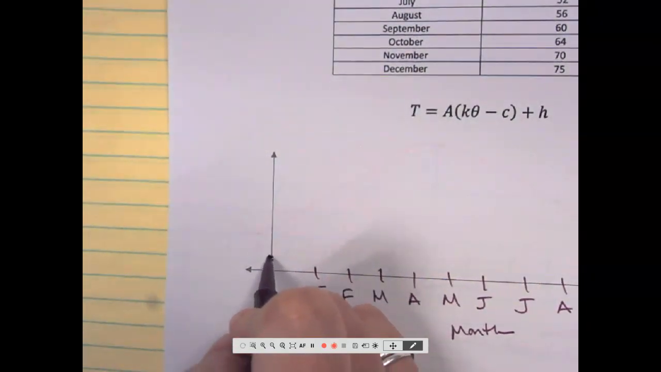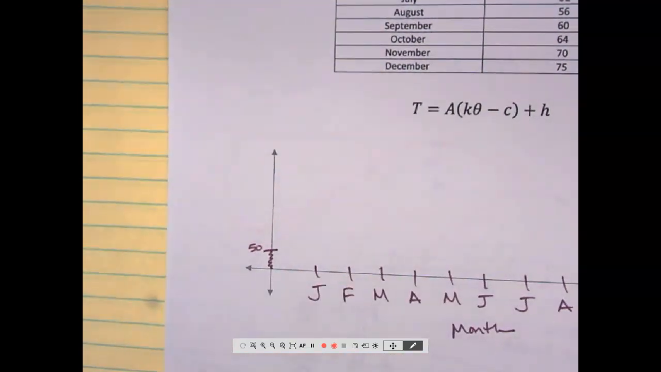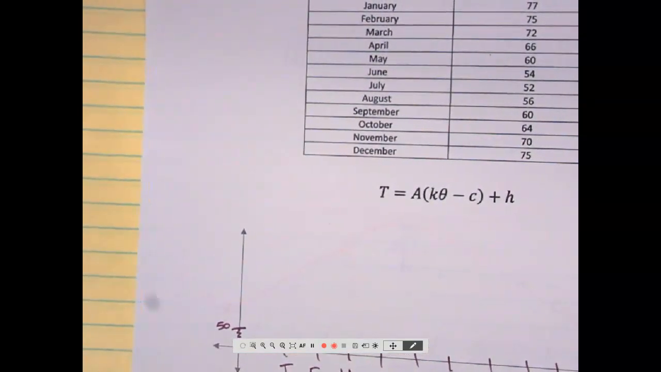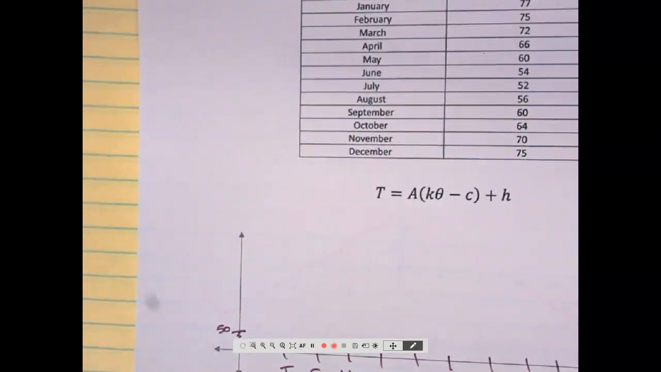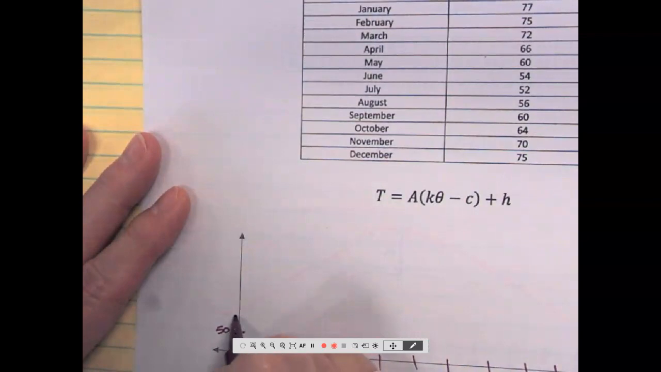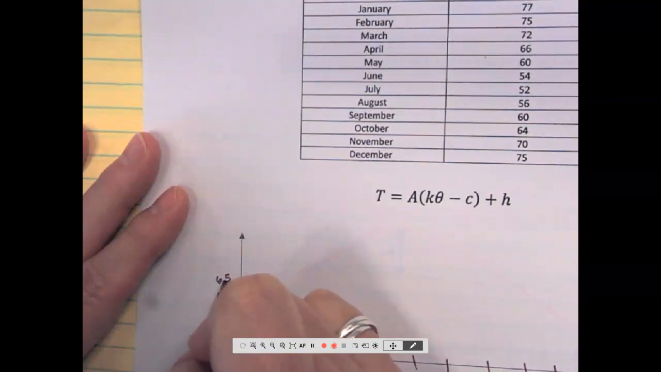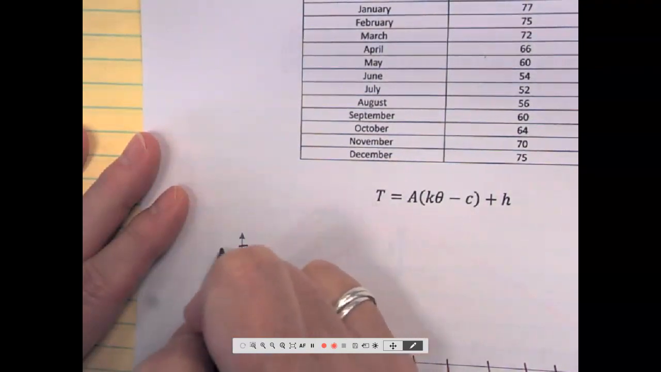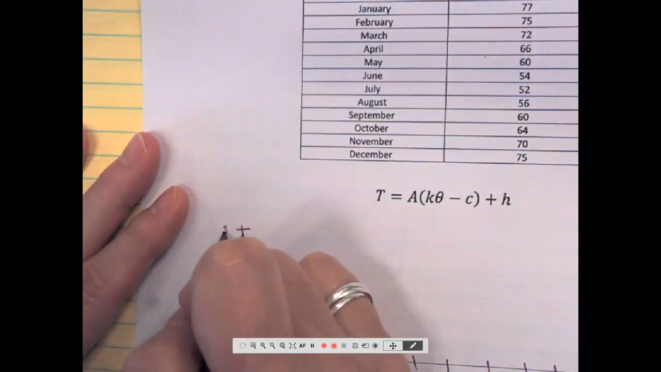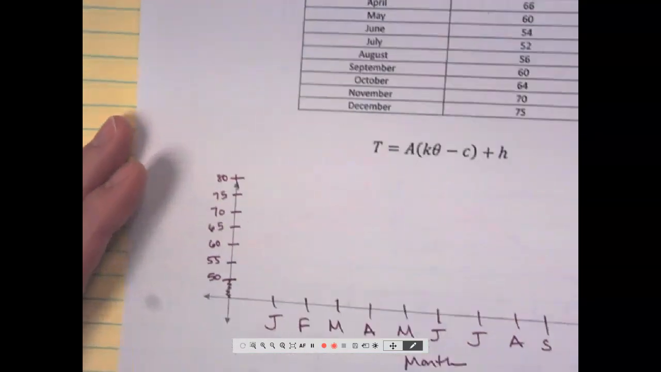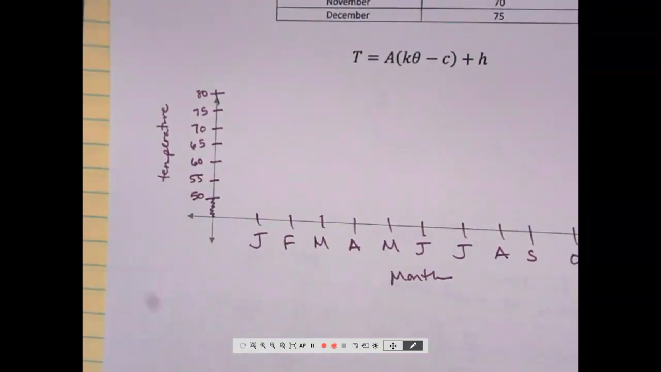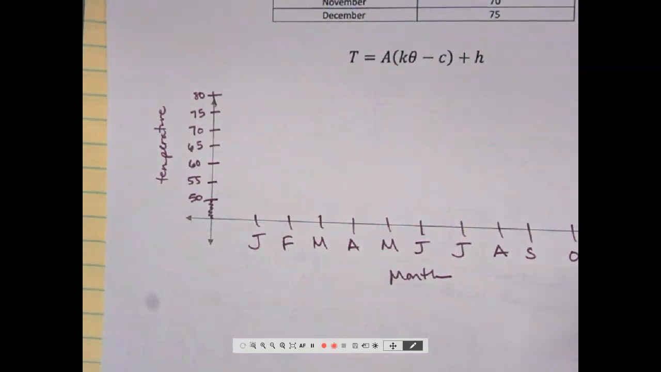So I'm going to do a little squiggle. We're starting at 50. I thought we could go by 5s. What do you think? Let's try it. I may have to extend it a little bit farther up. I guess really I should say average temperature.